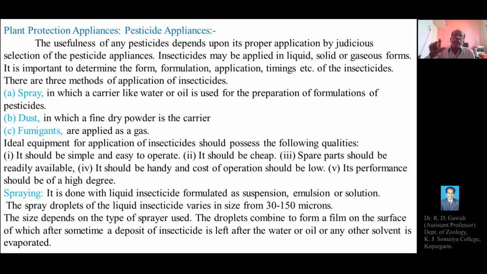Means after spraying, what happens? There is a formation of a uniform film onto the surface of the leaves of the crop plant, and after some time, what happens? The liquid or oil or water or any other solvent gets evaporated and only the particles of the insecticide will remain on the surface of the crop plants.